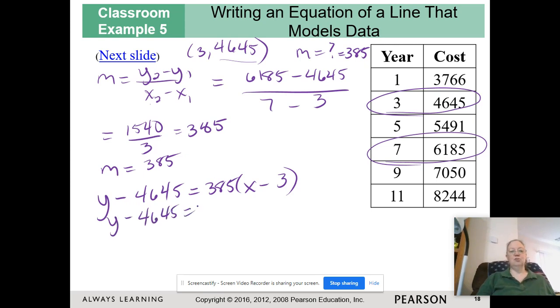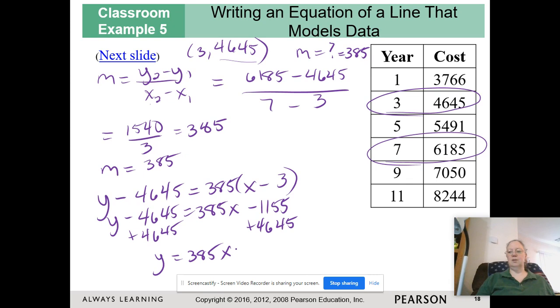y minus 4645 equals 385 (x minus 3). We're going to distribute. I get 1155. And we're going to add 4645, and I'm going to get out my calculator. That gives 3490. So y equals 385x plus 3490. This answers part A.